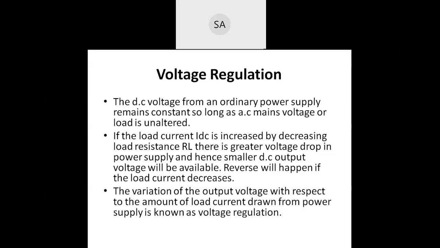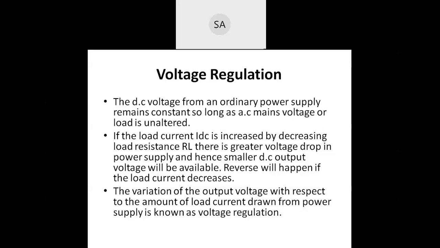The variation of the output voltage with respect to the amount of load current drawn from the power supply is known as voltage regulation. That is the definition for voltage regulators.